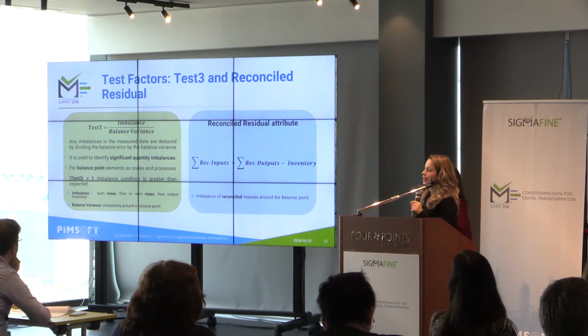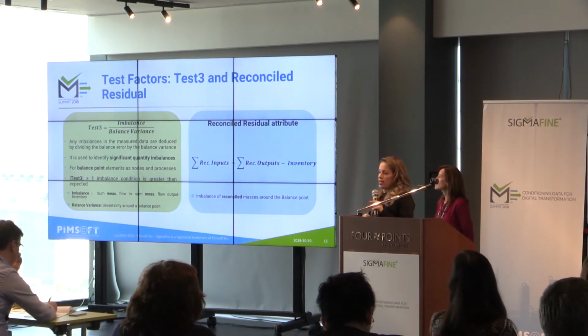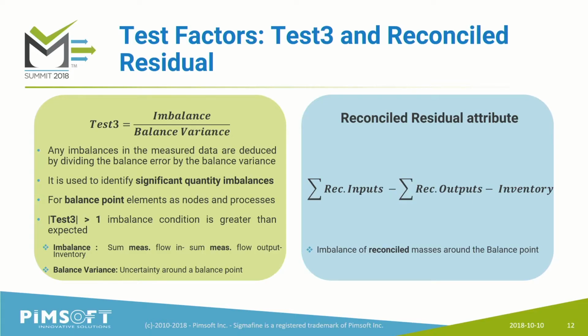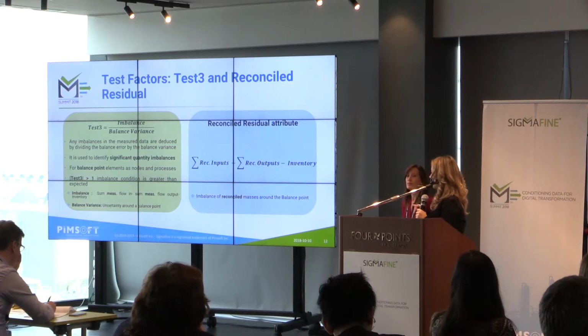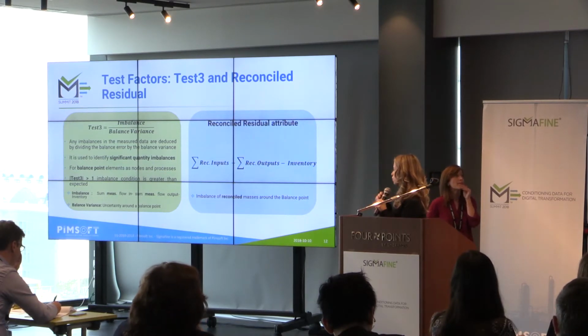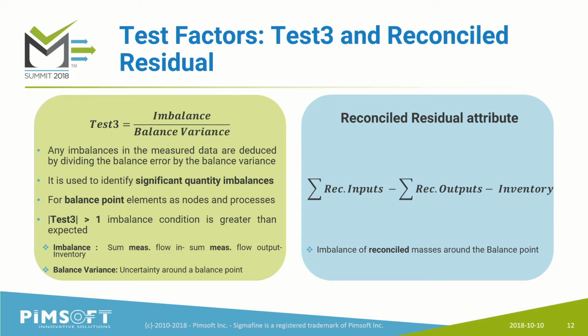Another statistical test is test 3, which represents the ratio of the balance error to the balance variance, or the uncertainty around a balance point. This test 3 is calculated for the balance point and is a measure of the overall quality of the data, and of course is used to identify significant quantity imbalance. Here also, if the result of test 3 is greater than 1 in absolute value, it means that the imbalance condition is greater than we expected.